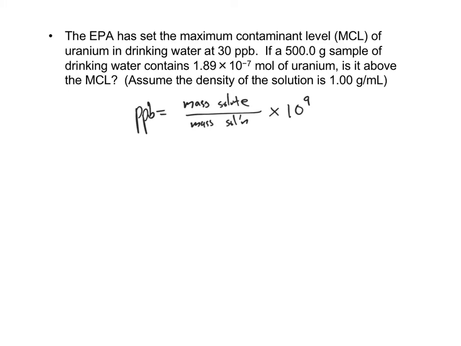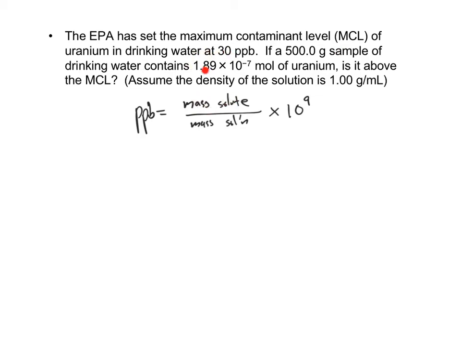And so I want to compare the concentration of this solution in parts per billion to the MCL. So I need to calculate the concentration in parts per billion. So I need the mass of the solute and I need the mass of the solution. The mass of the solution is easy. They just gave that to me. That was the 500 grams. So in order to solve this, I need to find the mass of the solute.